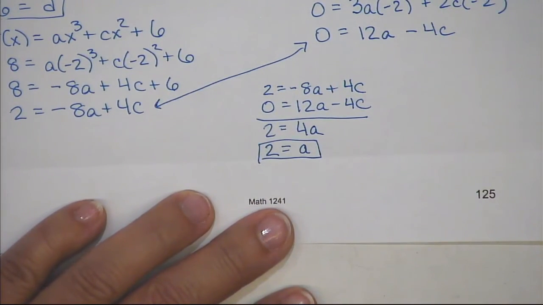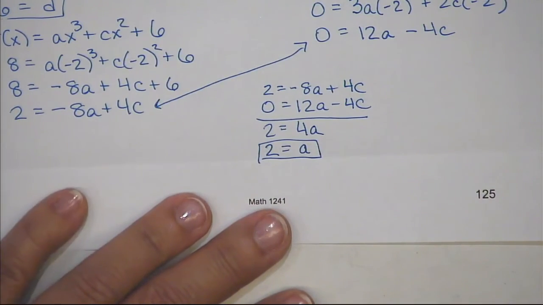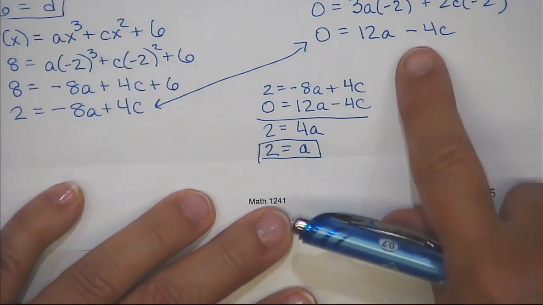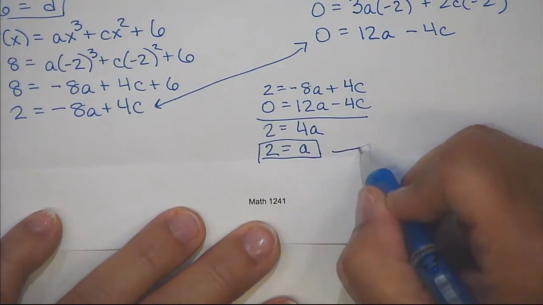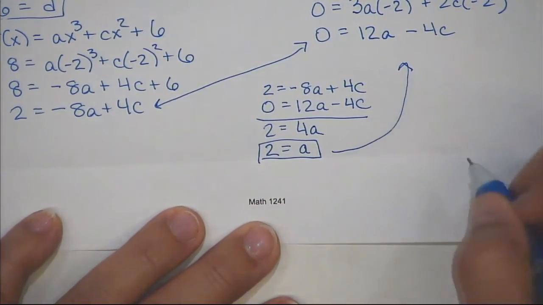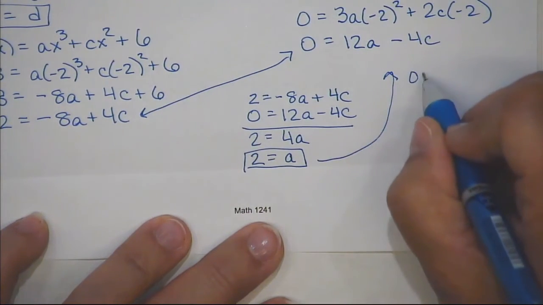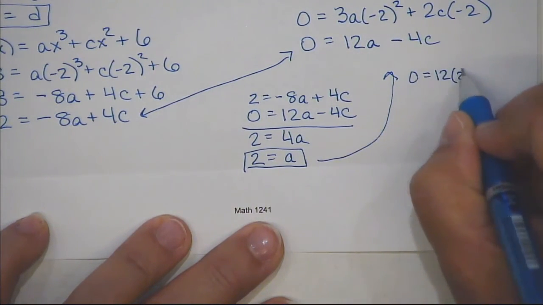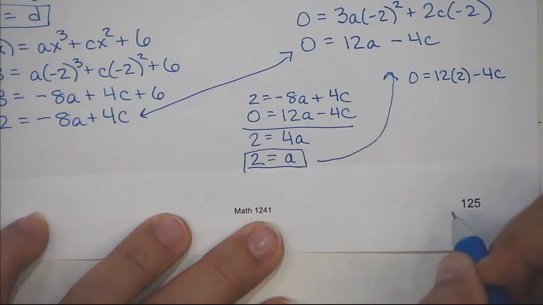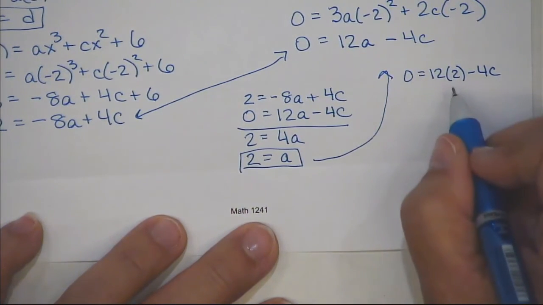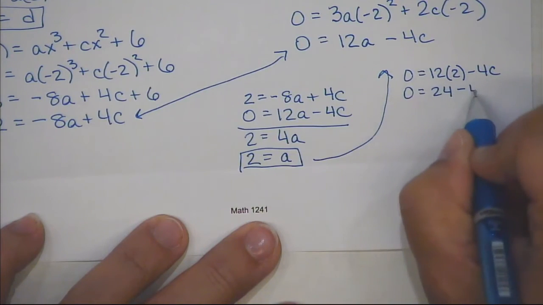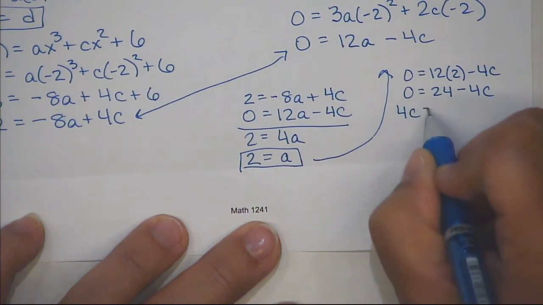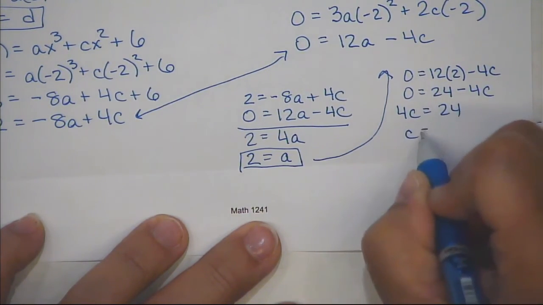And lastly, I got to find c. So you can plug in your a value to either one of these. I'll just use this one. It seems easier. So let's plug 2 into there. Okay? So that's 0 equals 12 times 2 minus 4c. So 12 times 2 is 24. Move the 4c over. So c is 6.